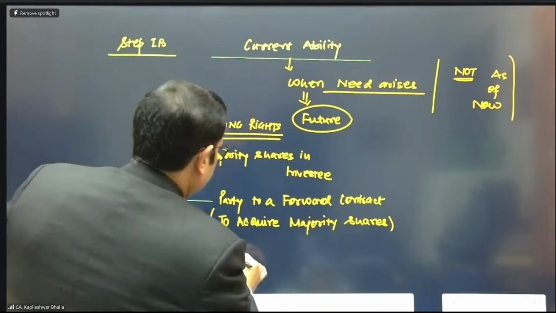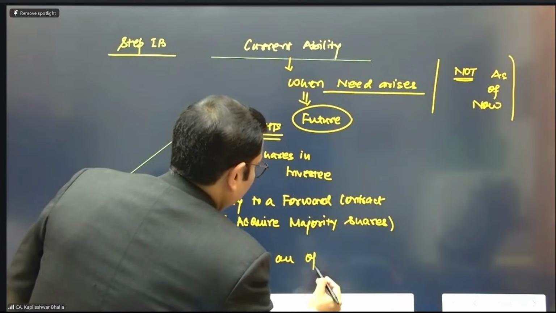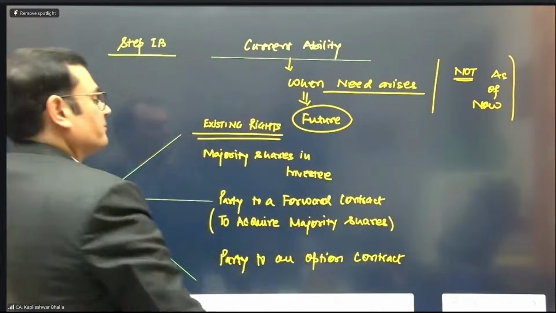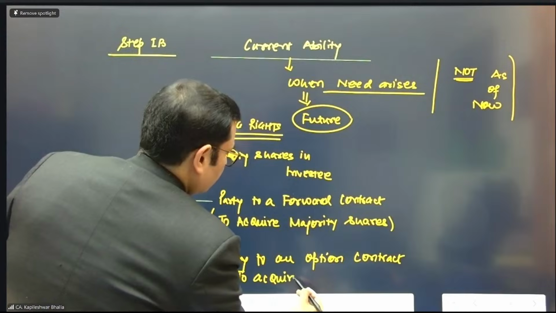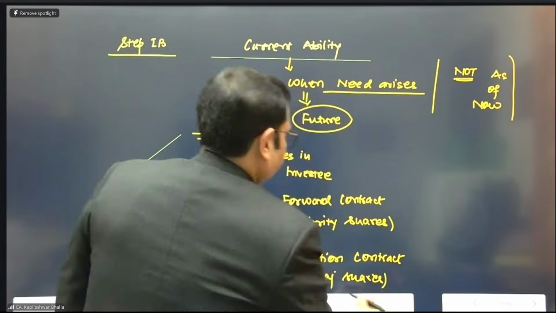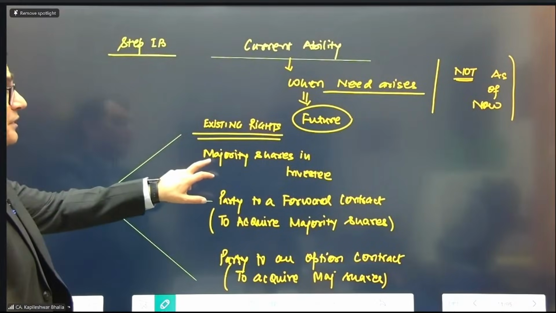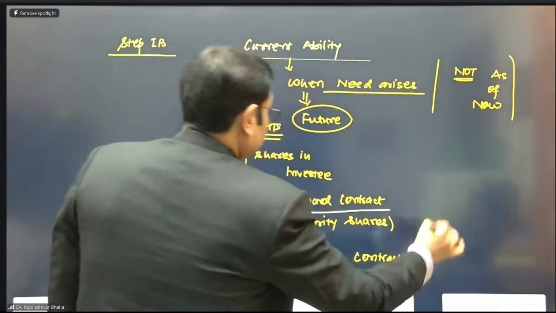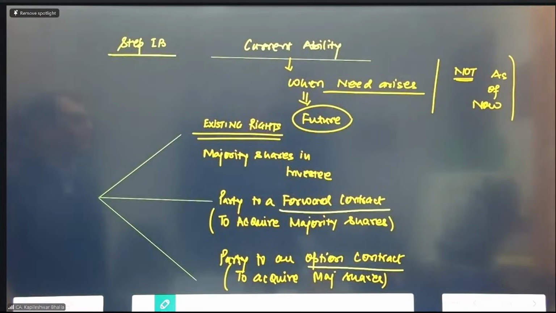Another one could be that you are a party to an option contract. And this is again to acquire, let's say, majority shares of the investee company. So what we are trying to say is that if you already hold majority shares, that is an existing right. You are a party to a forward contract, that is also an existing right. You are a party to an option contract, that is also an existing right.